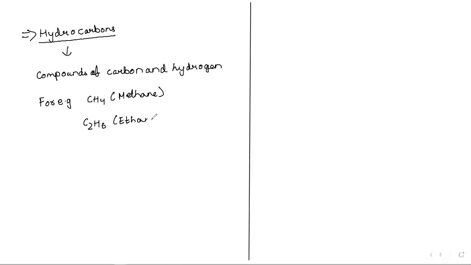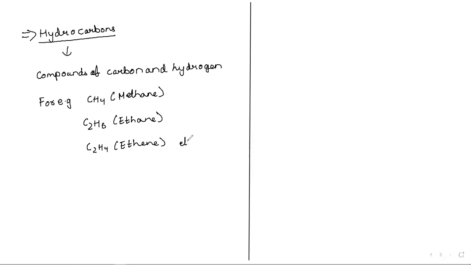Now, how it is known as ethane, how it is known as methane, that we will study in nomenclature. C2H4, ethene. So these are some of the examples of hydrocarbons, compounds of carbon and hydrogen. जिस भी compounds में आपका carbon और hydrogen का बना होगा, उसे हम बोलेंगे hydrocarbons.